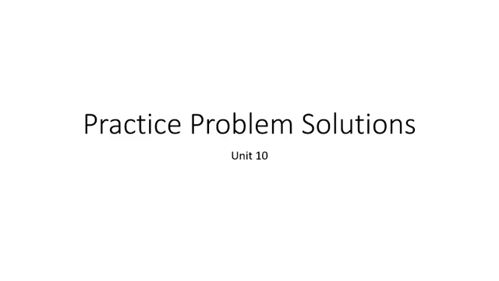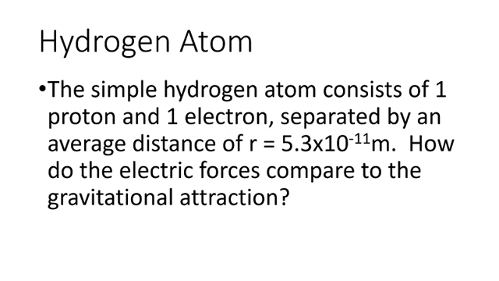All right, here's where I'm going to be going through some of the solutions for some of the practice problems I give. The first one is the hydrogen atom. So basically it's one proton and one electron separated by the atomic radius, which is 5.3 times 10 to the minus 11th meters. And we want to compare the electric and gravitational forces.